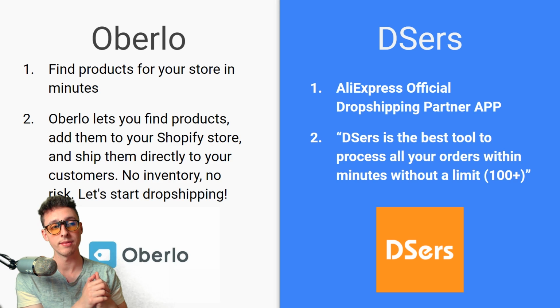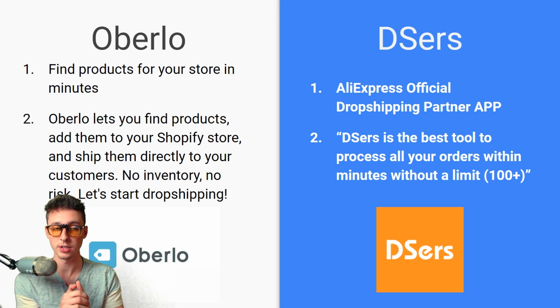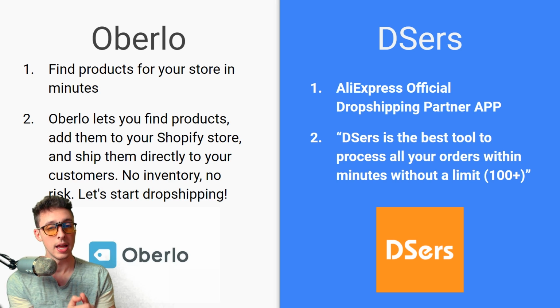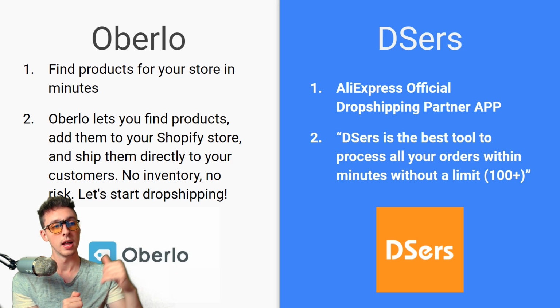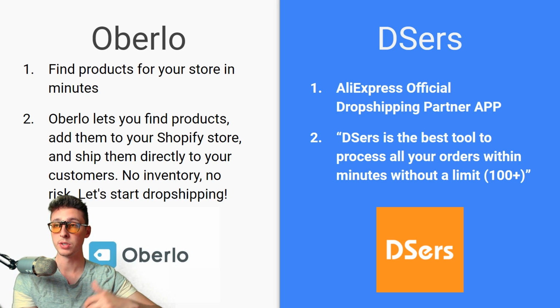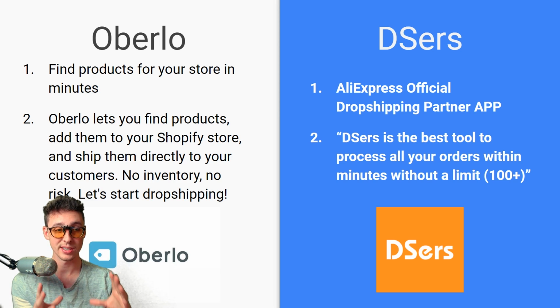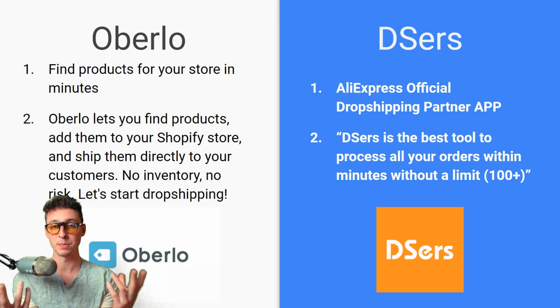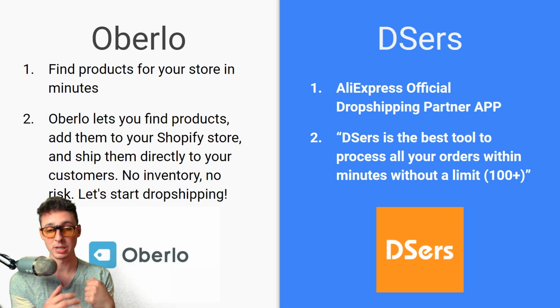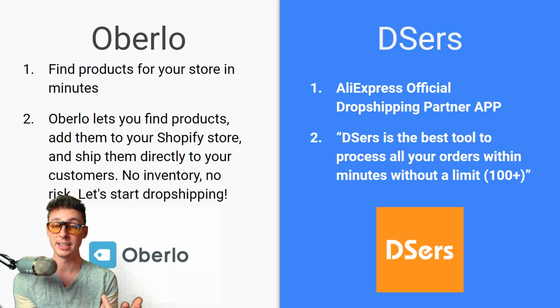Then on the other side, you have a relatively new app called DSers. Now, this is something not many people have heard about, and I've obviously tested out both of these at scale. So I'm going to cover which one you should be using, but DSers is the AliExpress official dropshipping partner. 95% of dropshippers out there, at least those just getting started, are using AliExpress. So that first line on their homepage really hit home when I saw it, and it should for you too if you've been using Oberlo but you dropship through AliExpress, not the Oberlo app itself.